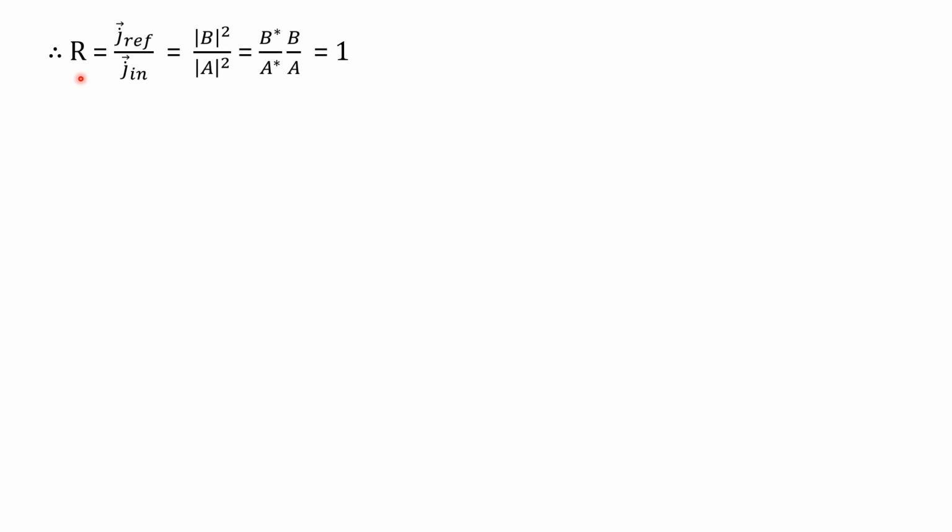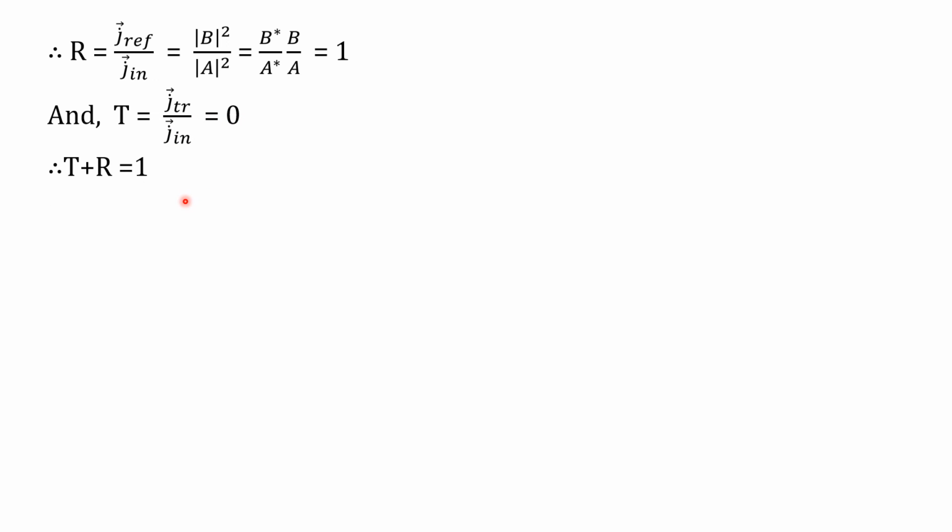We find the transmission and reflection coefficients. Firstly, we find the reflection coefficient, J reflection by J incidence, B by A is known, B star by A star into B by A. Since B by A we found earlier in terms of a complex number, we write these two terms separately. Simplify B by A star into B by A. Numerator and denominator cancel and we get 1. What is T? The transmission coefficient, J transmission by J incidence. It is always equal to 0 since J transmission is 0.